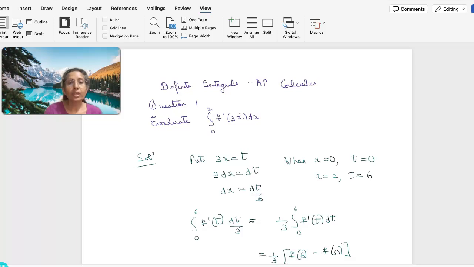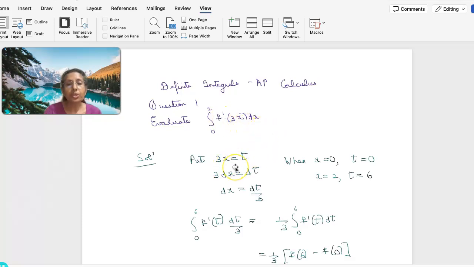So hello everybody, welcome to this session, and here we will be discussing definite integrals, AP calculus. We will basically be discussing a few problems on definite integrals. So let's start. Question 1, evaluate integral 0 to 2 f'(3x) dx.